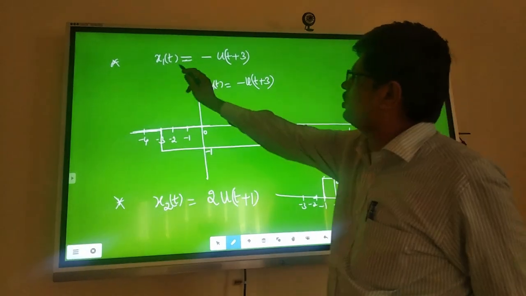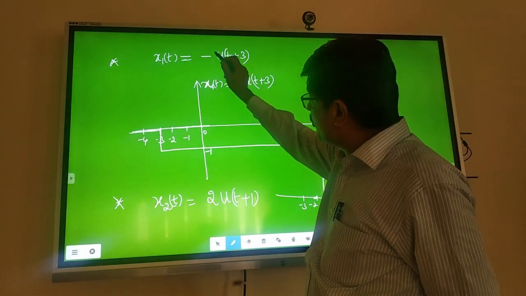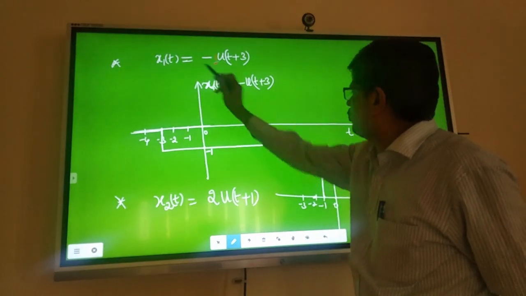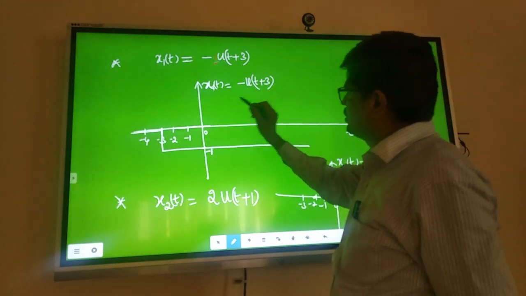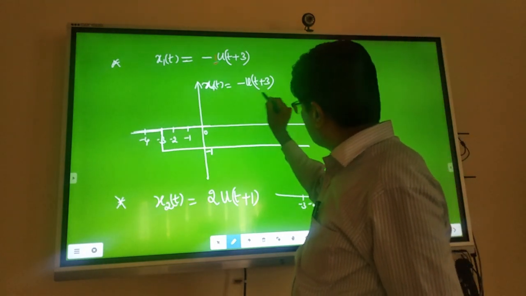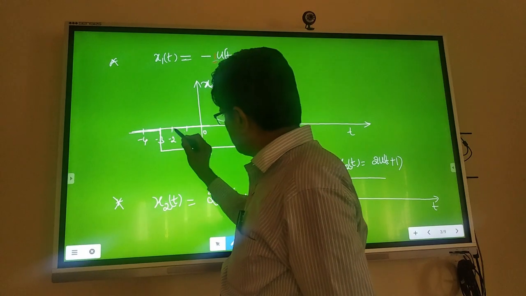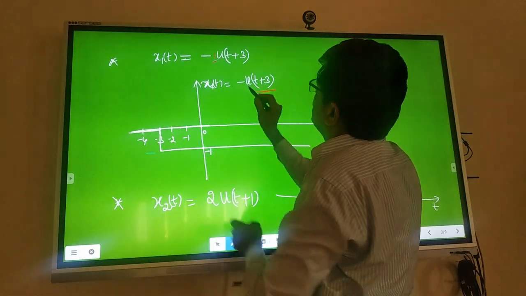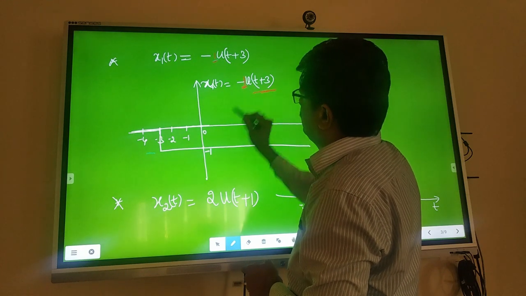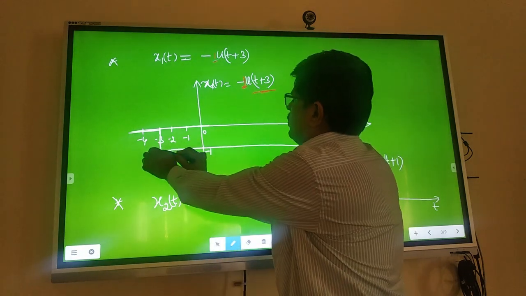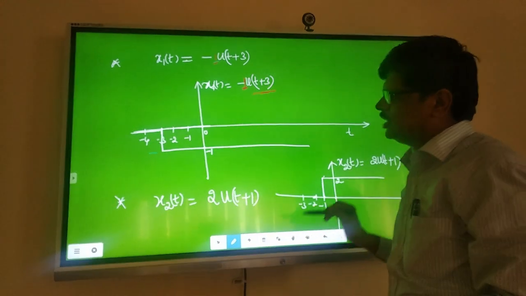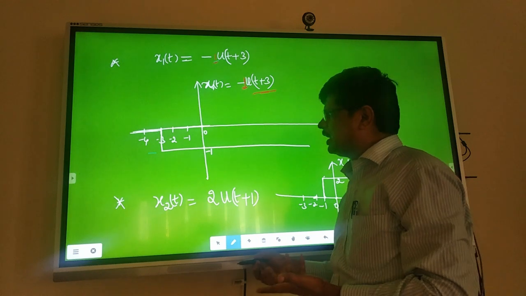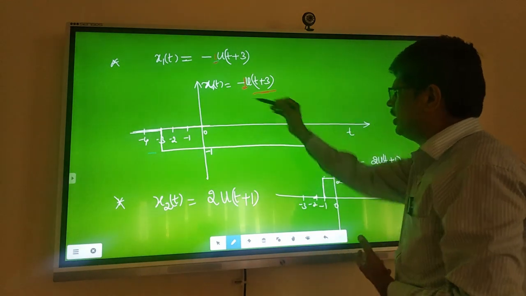What is x1 of t? x1 of t is equal to minus 1 into u of t plus 3. When you plot x1 of t versus t, u of t is advanced by 3, so 1, 2, 3, it is advanced by 3 seconds, and its amplitude is minus 1. It starts from minus 3 and goes towards the right side, because it is u of t plus 3. This is x1 of t; the drawing is over.